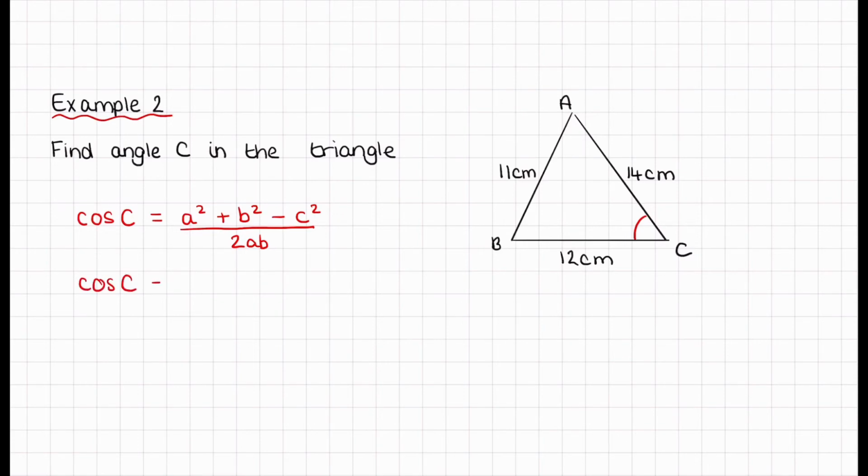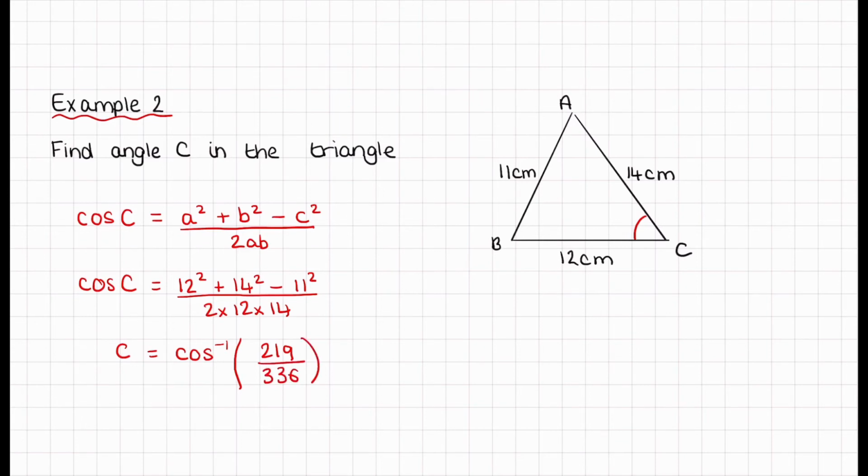Now the cos of C will equal A squared, which is 12 squared, plus B squared, 14 squared, minus C squared, which is 11 squared, all divided by 2 times A and B, which is 12 and 14. Then, because it's finding an angle, we need to do the inverse cos, cos⁻¹ of all of that, which would be 219 over 336, and that gives us approximately 49.3 degrees.